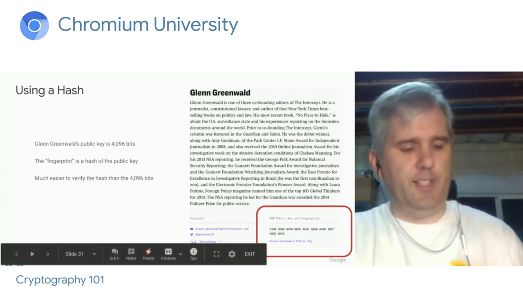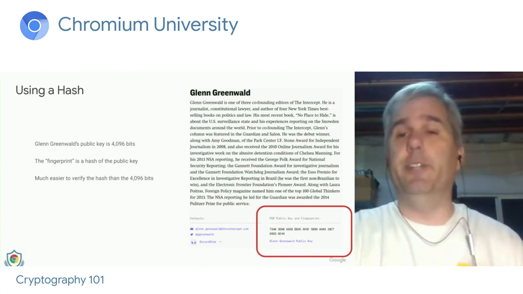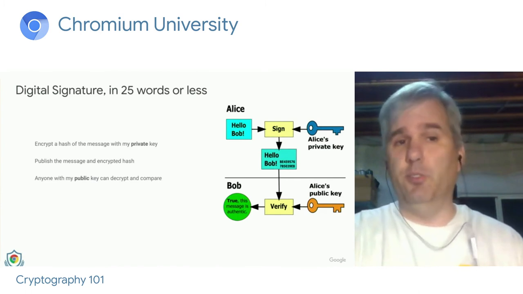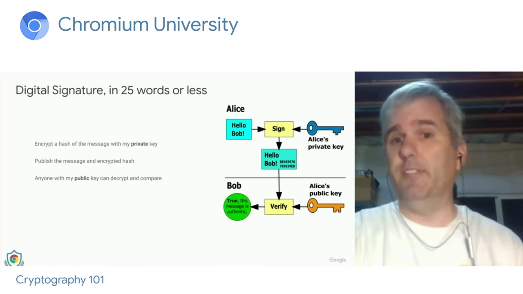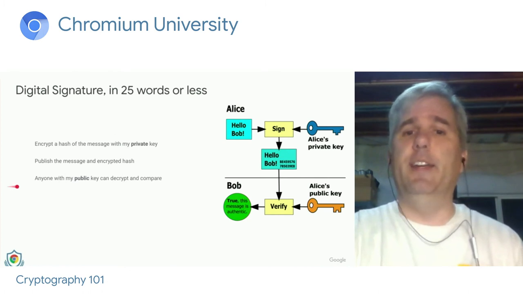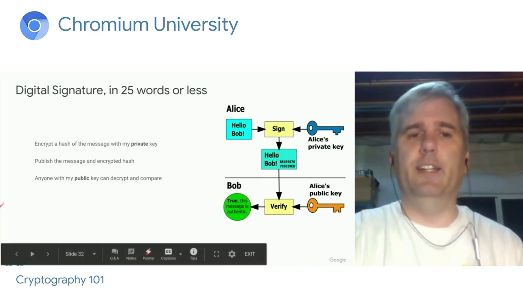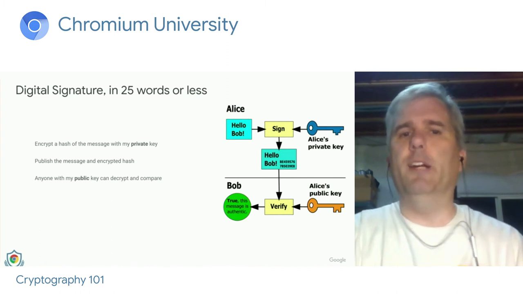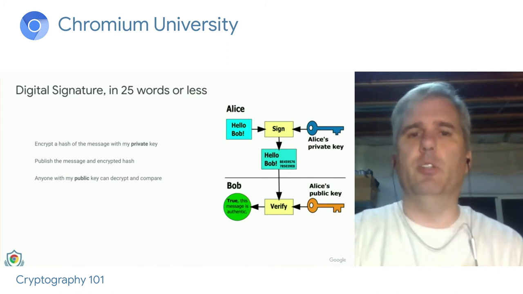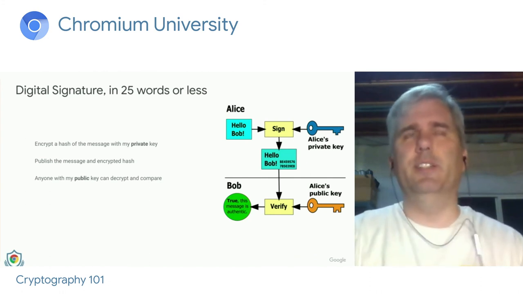Once I've got all of these different primitives available, the cryptographic hash and the asymmetric encryption, now I can do digital signatures. In 25 words or less, and this is actually 25 words, I counted, you take the hash of the message, you encrypt it with your private key, and then publish that. And then anybody that has your public key, because it can be public knowledge, can verify. And really what they're verifying there is that only my private key could have created something that decrypts correctly with my public key. And it's kind of turning the crypto on its head.